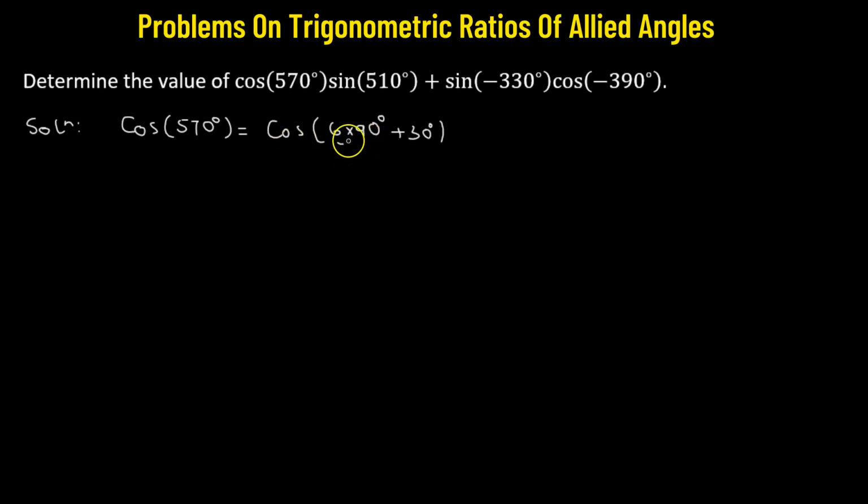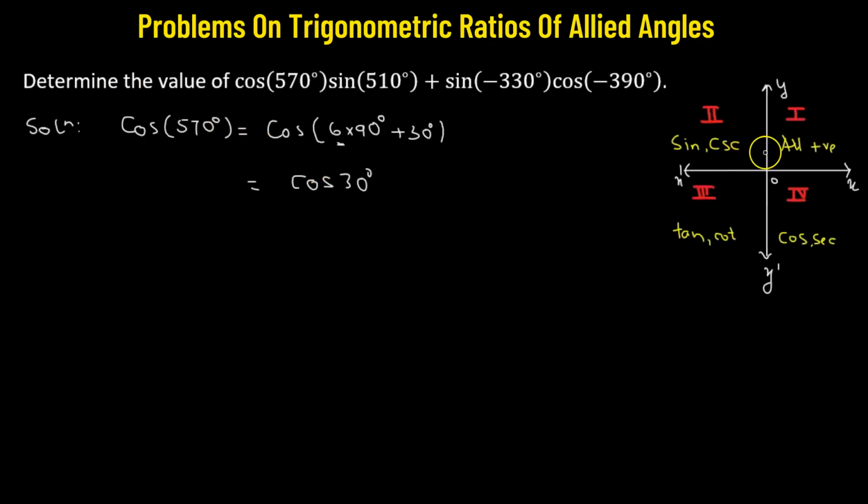Now we know for a fact that whenever we have an even multiple of 90 degrees, then cosine of 6 times 90 plus 30 degrees is going to have the same value as cosine of 30 degrees, meaning the cosine function is not going to change. For an even multiple, the cosine is going to remain as cosine, but we'll also have to take care of the sign. For that, we need the quadrant system.